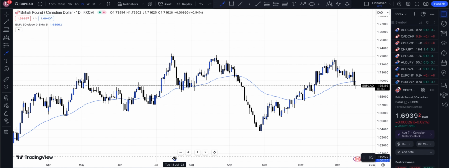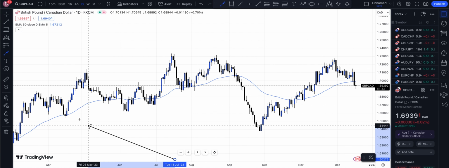I have the British pound slash Canadian dollar on the daily time frame up on the chart right now. What I want you to do is press pause and look for every single bullish and bearish engulfing pattern right now. Okay, so that should have given you enough time. All right, so where do we see the first one?